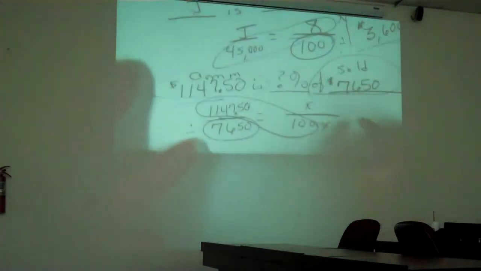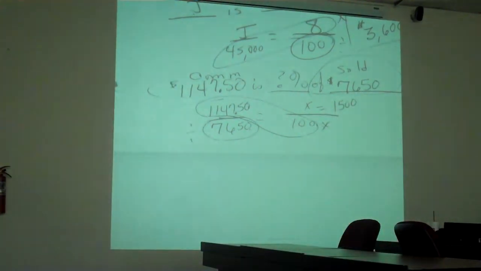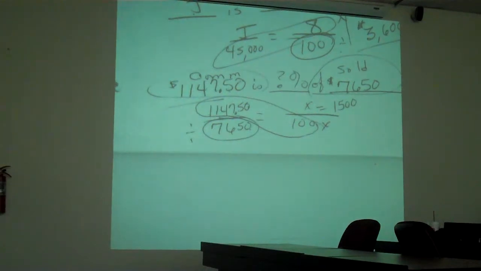1,500. They got a 1,500%. That's crazy. Are you sure? Yeah. 1147.50 times 100 divided by 7650. Yeah, 1,500. Wow, the book says it's a 15%.